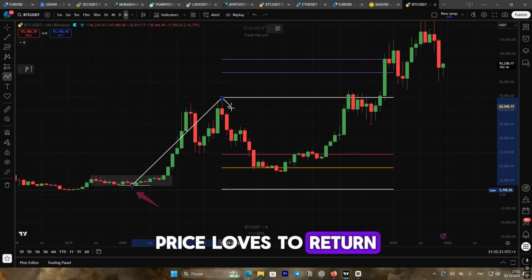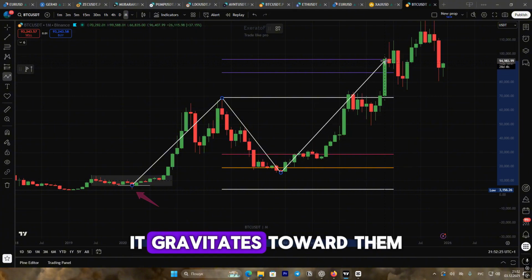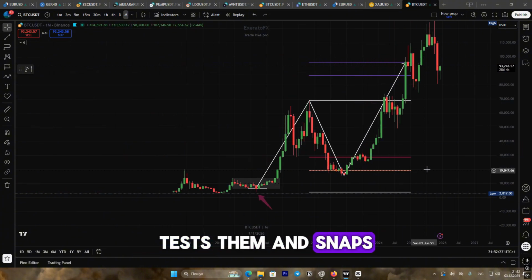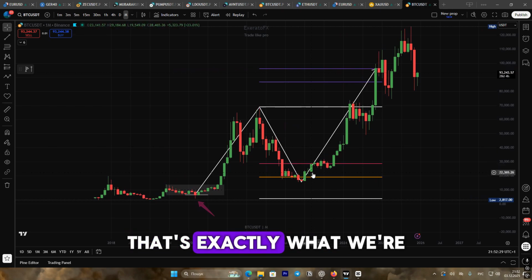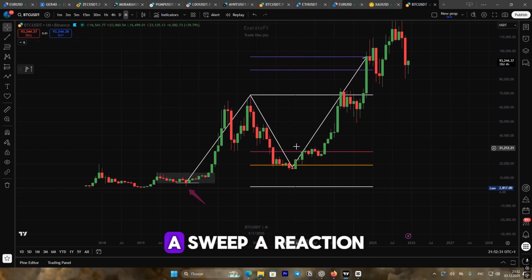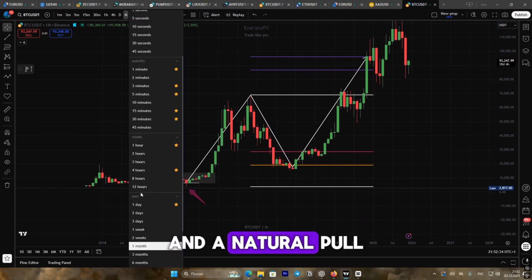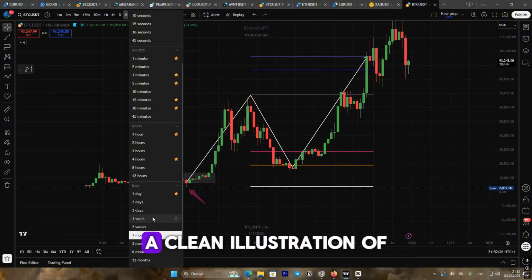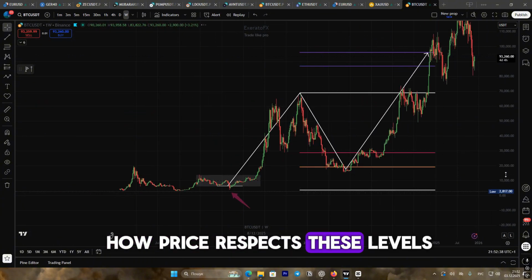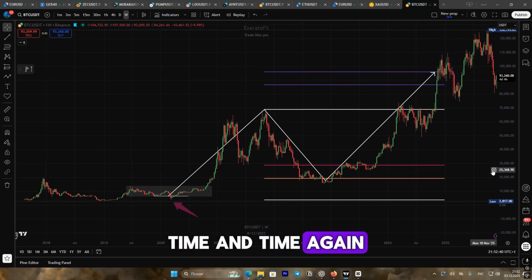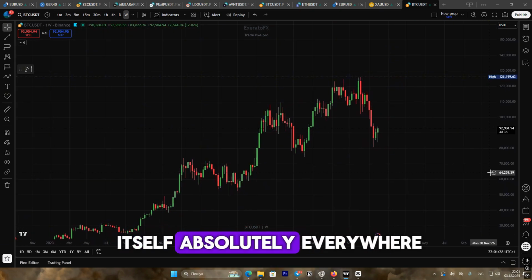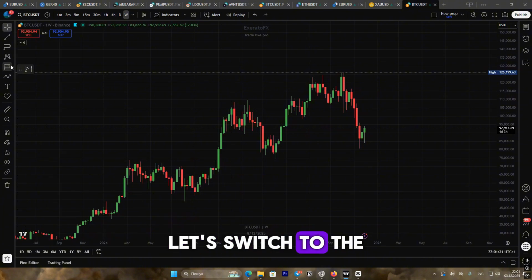Once liquidity is taken, the market often treats that area as completed business, a zone it no longer needs to revisit. And remember one of the market's core behaviors. Price loves to return to Fibonacci levels. It gravitates toward them, tests them, and snaps back as if pulled by a magnet. That's exactly what we're seeing in this example. A sweep, a reaction, and a natural pullback toward the fib zones. A clean illustration of how price respects these levels time and time again. And this pattern repeats itself absolutely everywhere.